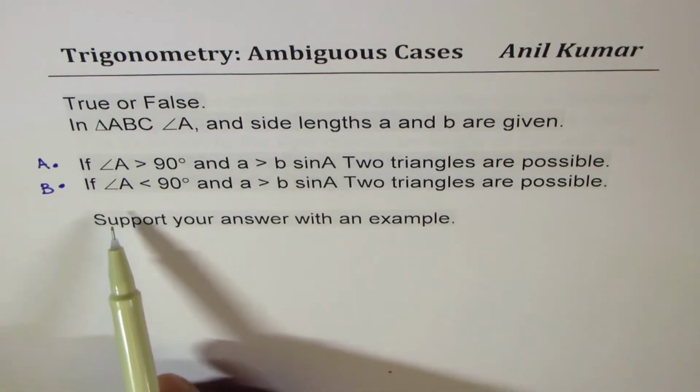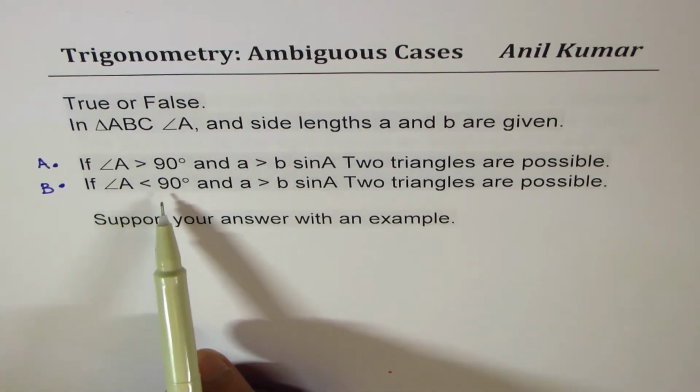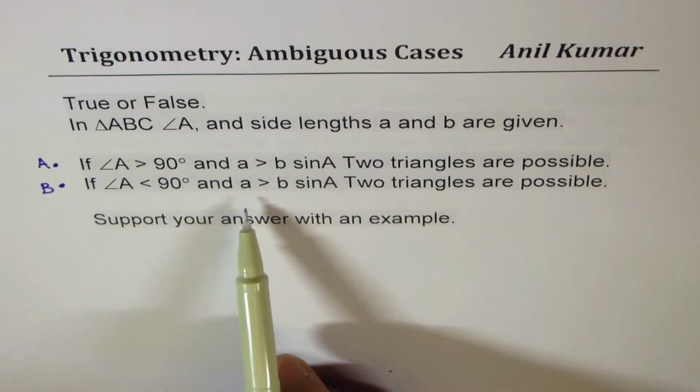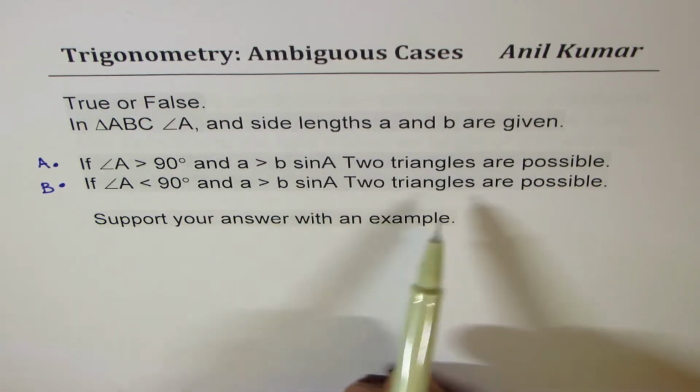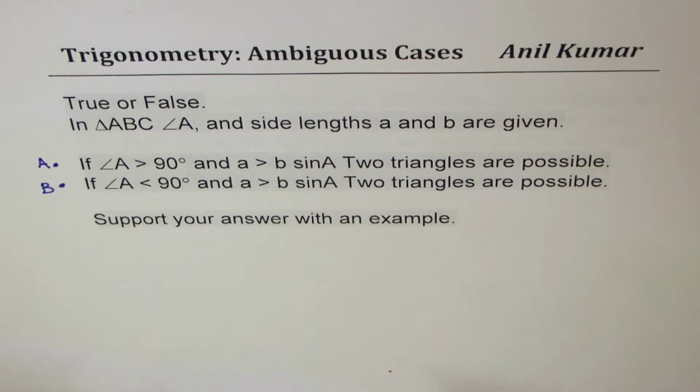True or false. B: if angle A is less than 90 degrees and side length a is greater than b sine A, two triangles are possible. Support your answer with an example. So write true or false and support it with an example.